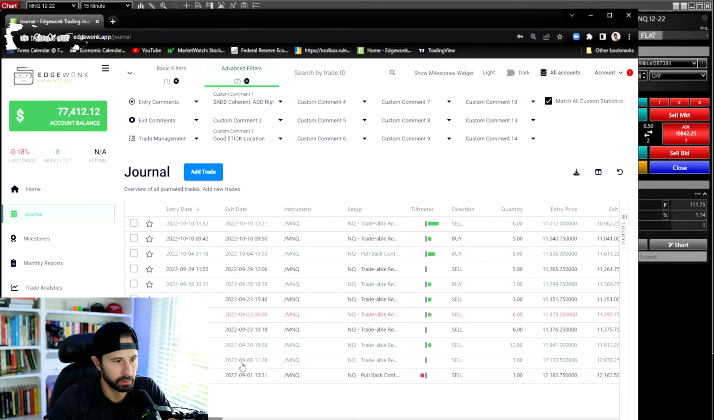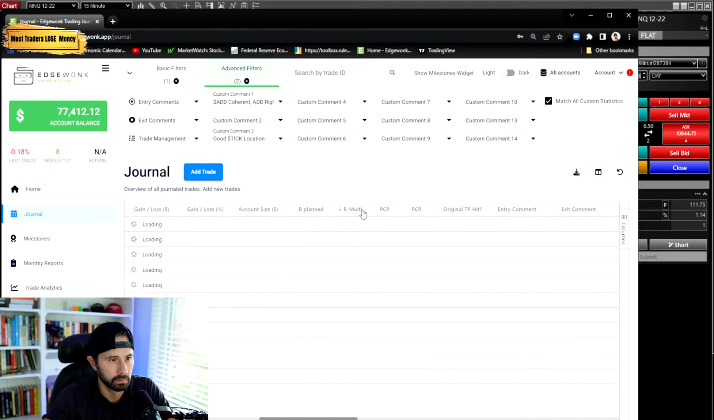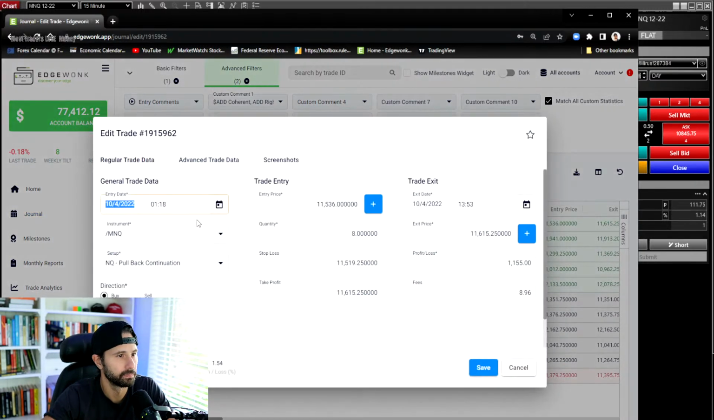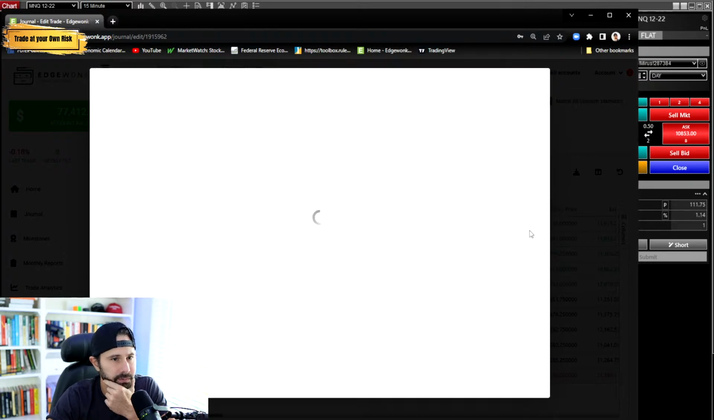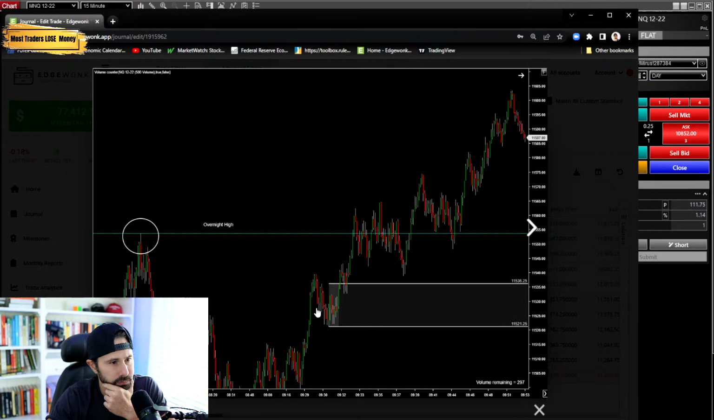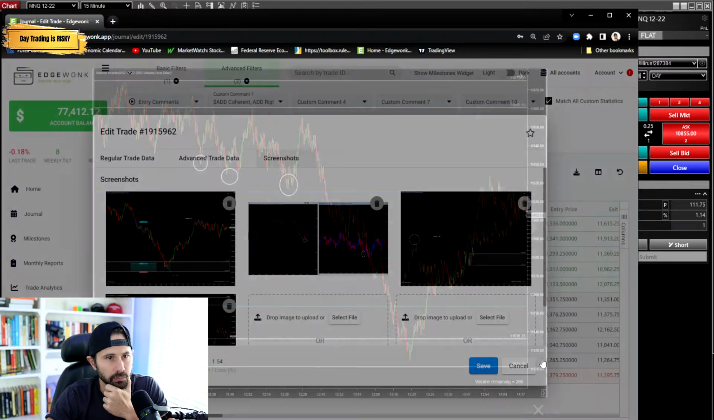I want to go to the journal and see the trades. I want to see the best one. All right, this one made me almost 5R. Let's review this trade. This was October 4th. Screenshots. Yes, I remember we took this trade here live. Oh no, this was in the afternoon. Cool.